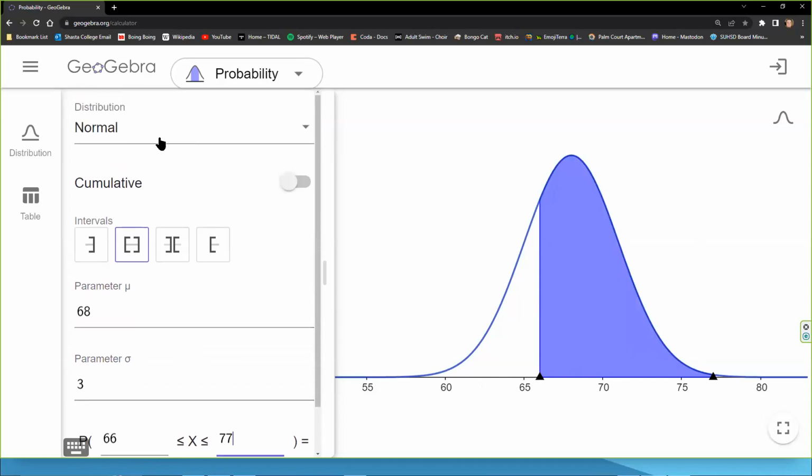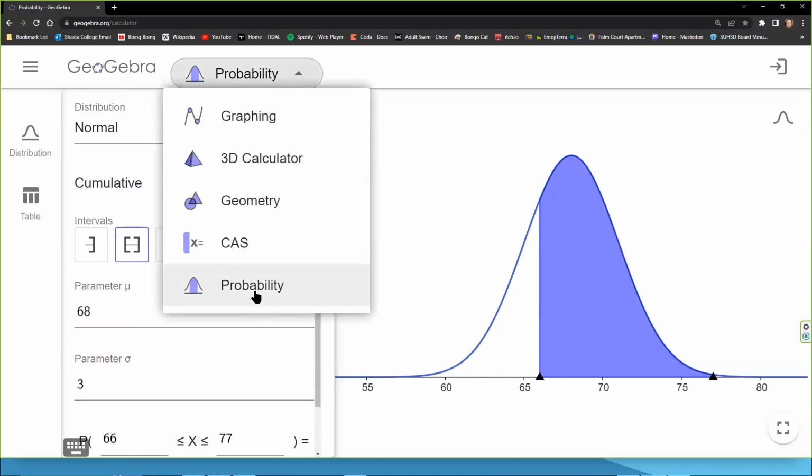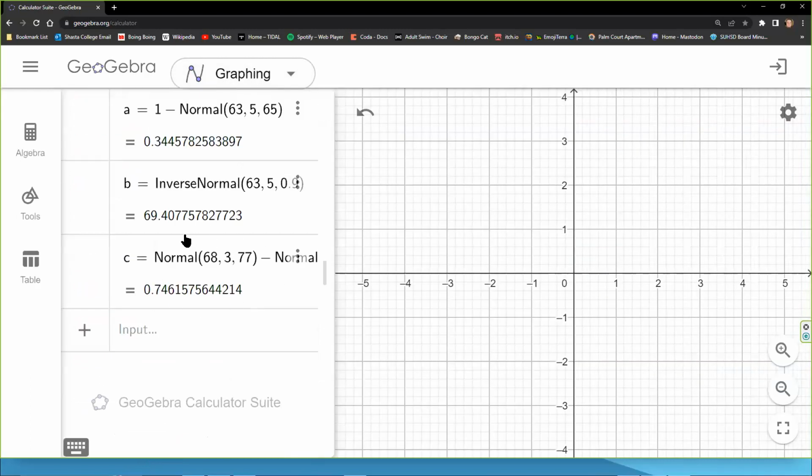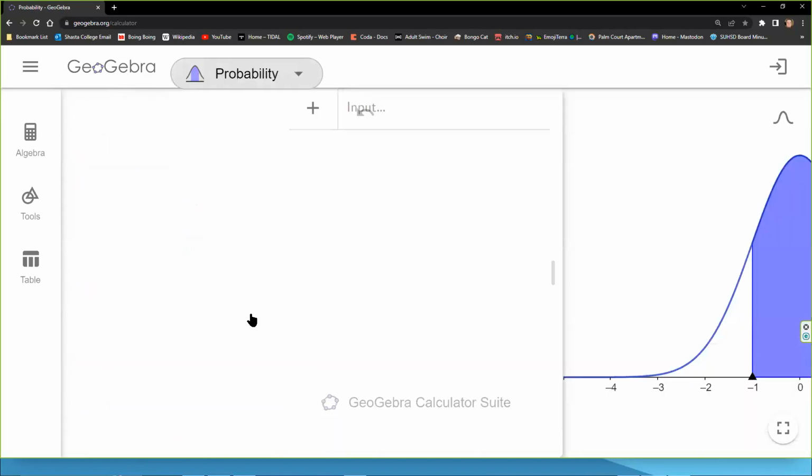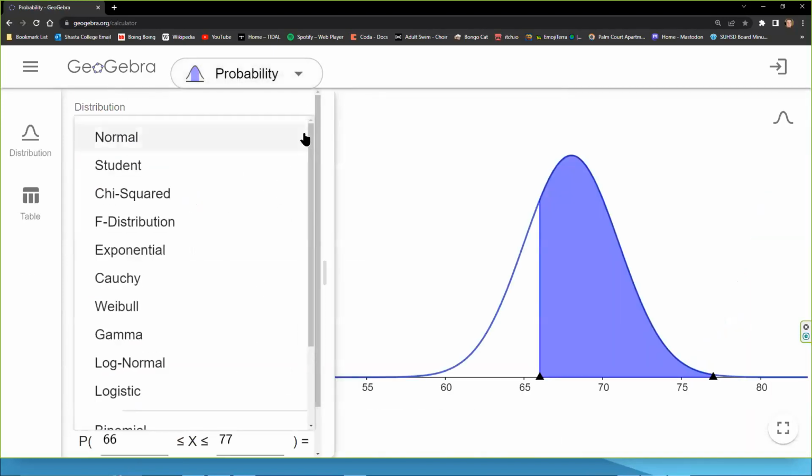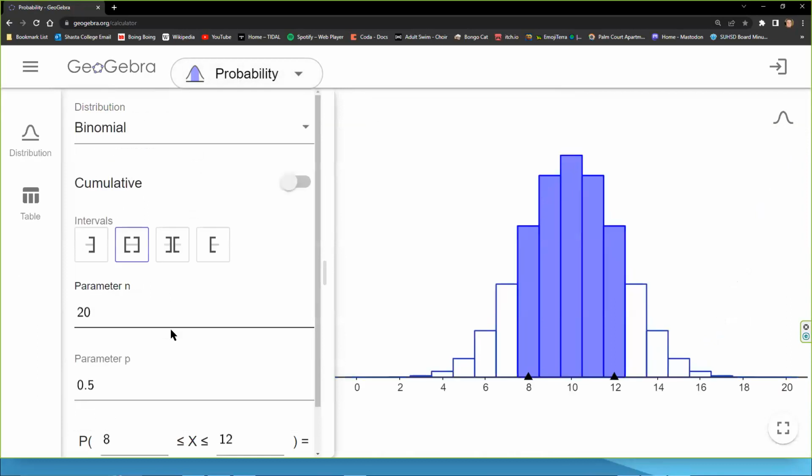So you can use the probability toggle instead of doing it with the graphing calculator, which is what we did the first time. So if you're on GeoGebra, the graphing calculator does just fine, but you can also use that probability function. And again, lots of probability functions. We're going to use normal, student, chi-squared, and F distribution. And we've already seen binomial, and you'll notice it does binomial as well.